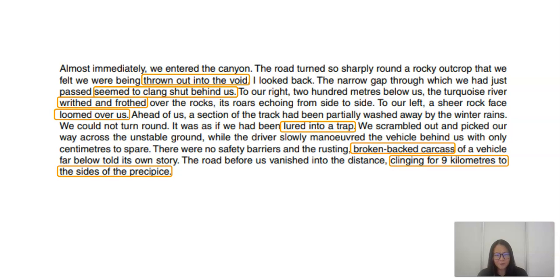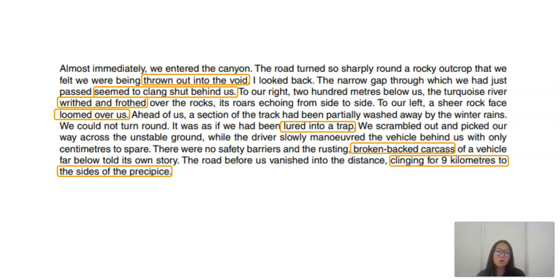And of course, overall, what are we as readers meant to feel when we read this? That's one of the things that you have to decide very quickly after picking out your phrases, and then you need to decide first on which tree you want to use, and then what is the overall picture that it creates. Okay, so of course, reading this: thrown into the void, clang shut behind us, writhed and frothed, loomed over us, lured into a trap, broken-backed carcass, and the road clinging for 9 kilometers to the side of the precipice. Of course, it sounds like a road that is pretty dangerous or treacherous to travel on, right? And of course, you have things like clang shut and lured into a trap. That of course creates a sense of entrapment. Yeah, so those would be the overalls that you would want to write at the very beginning of your paragraph.